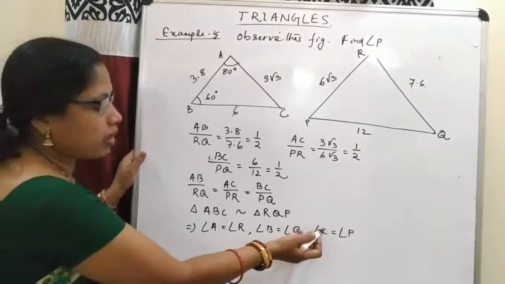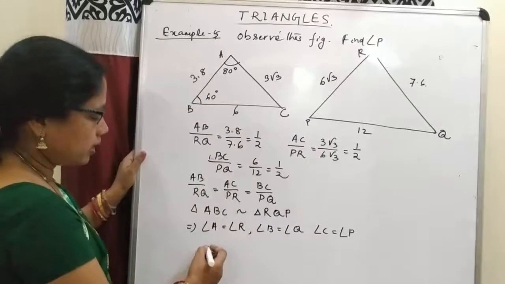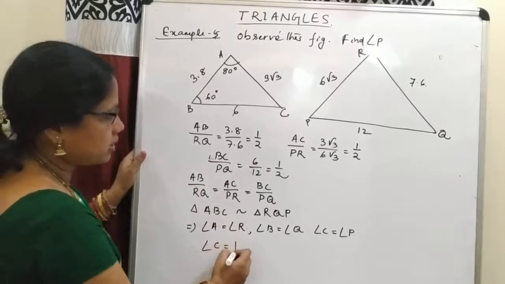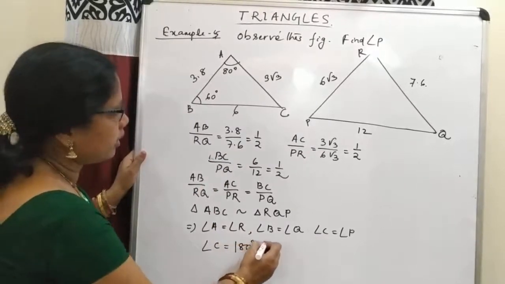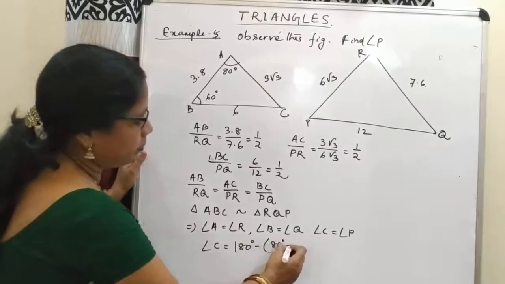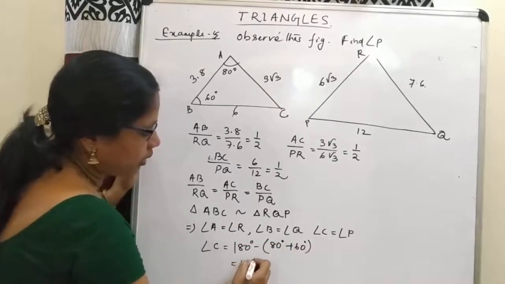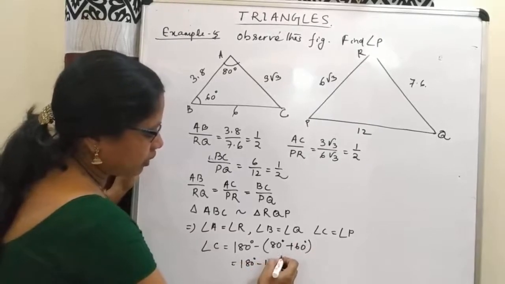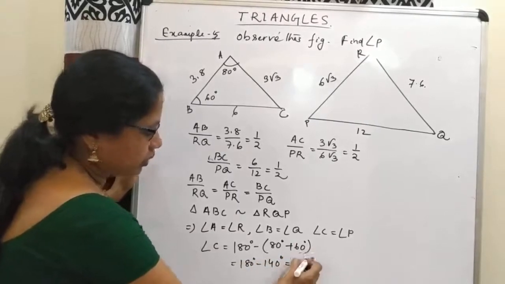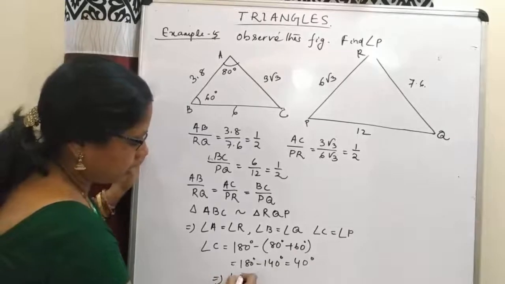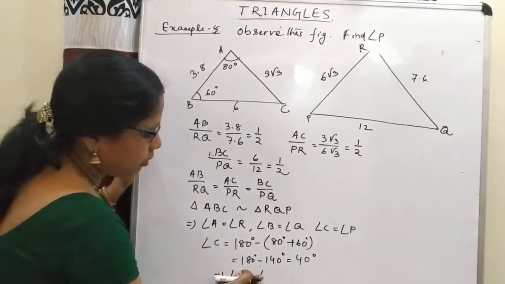So first we have to find angle C. So what is angle C? Angle C is equal to 180 degrees minus (80 plus 60). So this is equal to 180 degrees minus 140 degrees. So this is equal to 40 degrees. So this implies angle P is equal to 40 degrees.